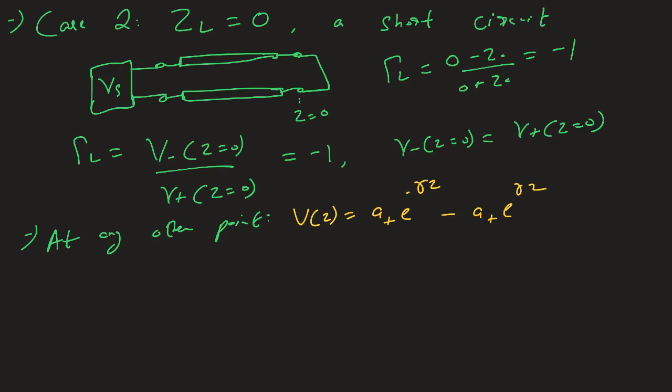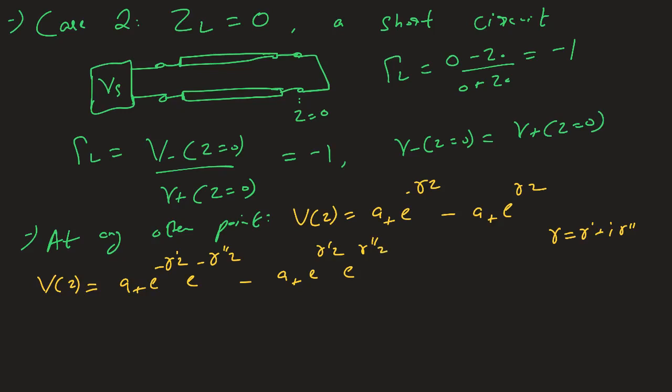But we know that gamma is equal to gamma prime plus iota gamma double prime. So V of Z becomes equal to A plus e to the minus gamma prime Z e to the minus iota gamma double prime Z minus A plus e to the gamma prime Z e to the iota gamma double prime Z, of course with an I here. Apologies for missing the I before.